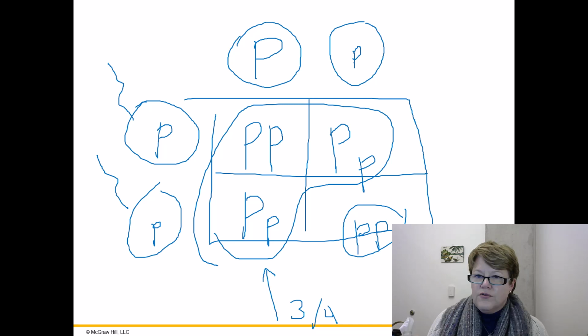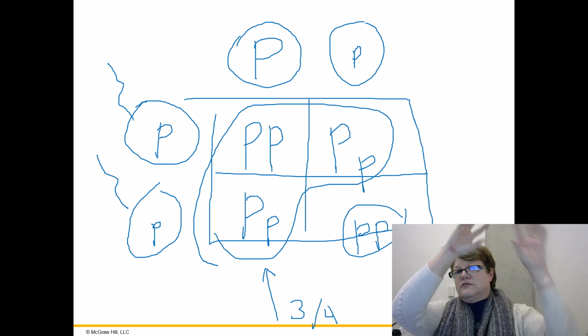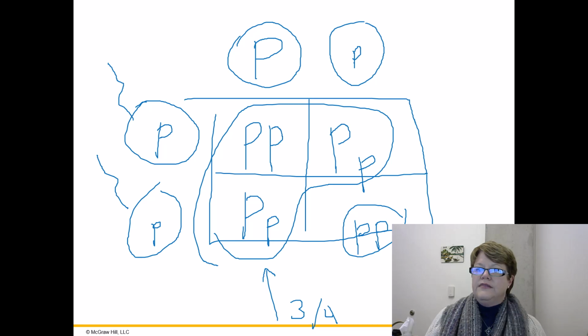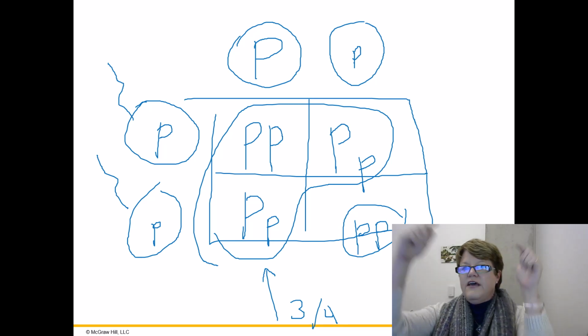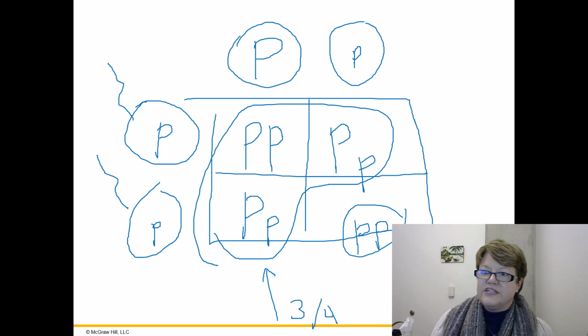But what's inside the grid has to be zygotes. So you just kind of have to figure out the gametes first. I don't use a grid for that. And then you put them across the top and down the side. Those are gametes. And then what's inside the boxes are the zygotes, the product of fertilization.